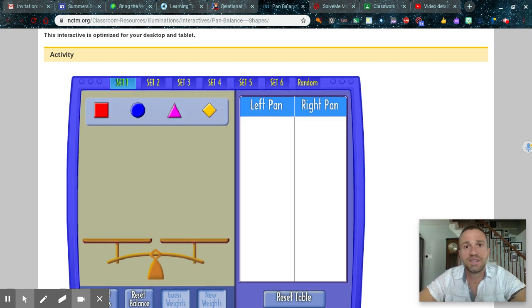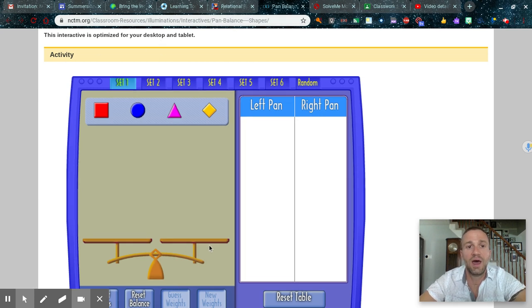Hi guys, so as I shared in the last video, we're working on algebra this week and we're looking at the balance equation. So I've got two activities I'd like you to try out. Both of them are looking at trying to figure out the value of certain shapes. So the first one that you're going to find here is the pan balance shapes, and I'll share this link with you.